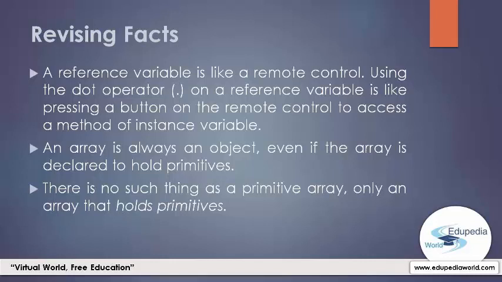Up to this episode, we had also covered Java arrays, both primitives and objects. So an array is always an object even if the array is declared to hold primitives. There is no such thing as a primitive array, only an array that holds primitives. Okay, now we are ready to start the first exercise.